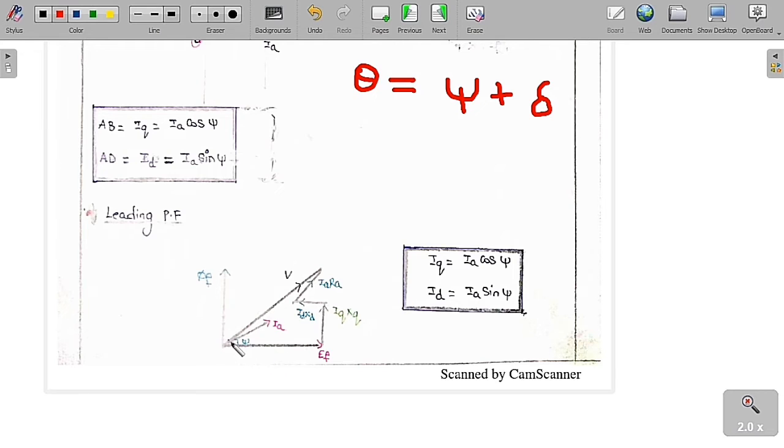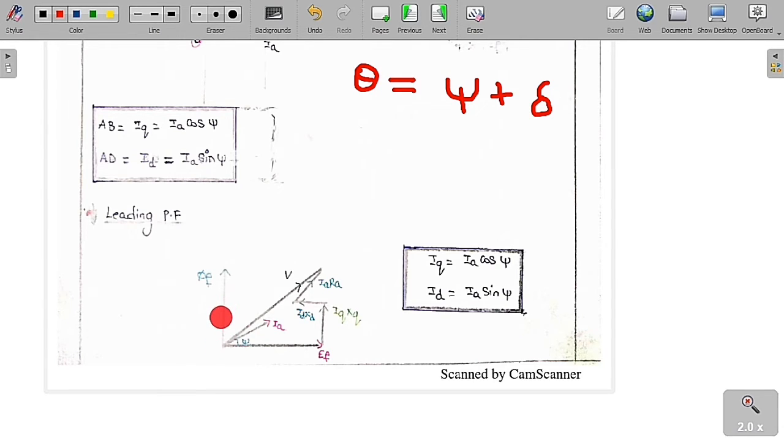Whereas the direct axis means this current, which is IA into sin phi. So IA into cos phi is the quadrature axis, and this is the direct axis. Therefore IQ is equal to IA into cos phi and ID is equal to IA into sin phi. Now we have to do the vector addition of all the vectors. If this is IQ, then we do the 90 degree phase shift, so we get j IQ XQ. This is the IQ, this is the ID.